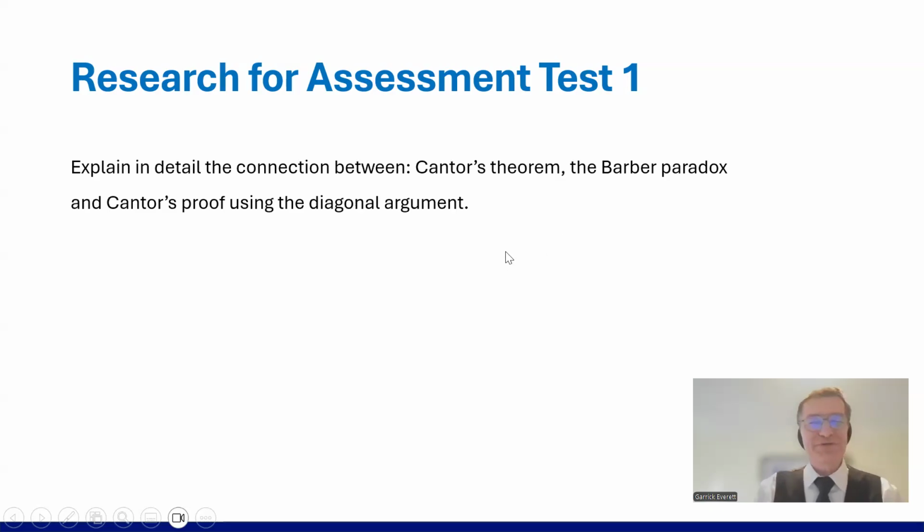Explain in detail. So this question, or very close to this question, will be in assessment test 1. And I'm not going to give an answer in any of the lectures. I'm just telling you, go and do some research. Explain in detail the connection between Cantor's theorem, the Barber paradox and Cantor's proof using the diagonal argument.